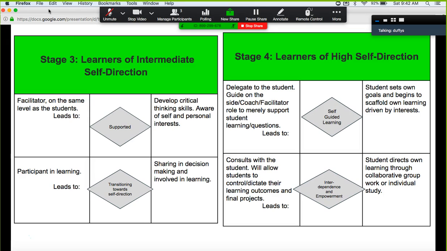As students continue to develop their critical thinking skills, they move into stage 4. Within stage 4, the teacher is fully entrenched in the guide on the side mantra and allows students to dictate where their learning is going and will allow them to create their own learning outcomes or projects. As the title of this module states, now the students are really self-directed.